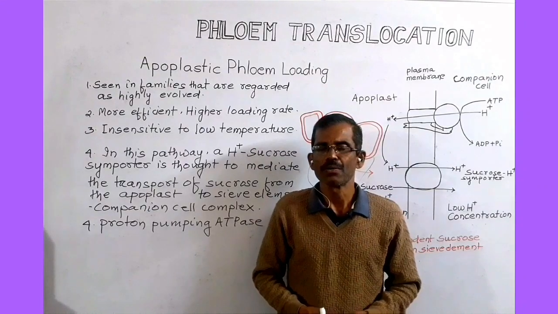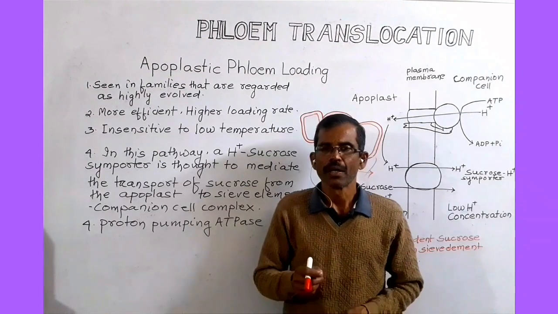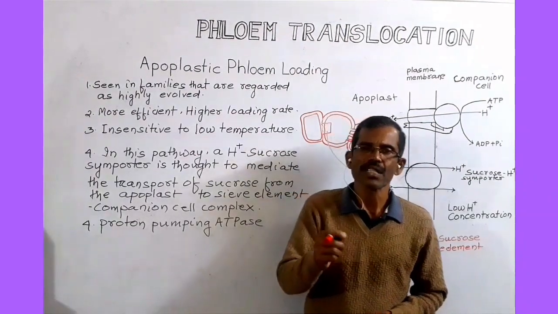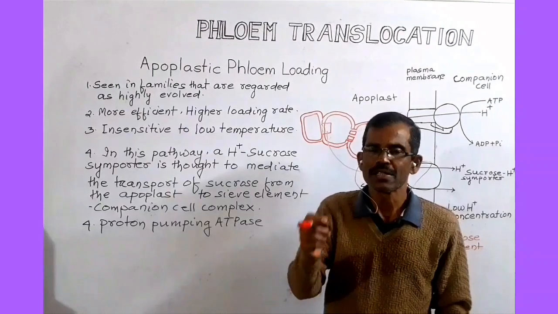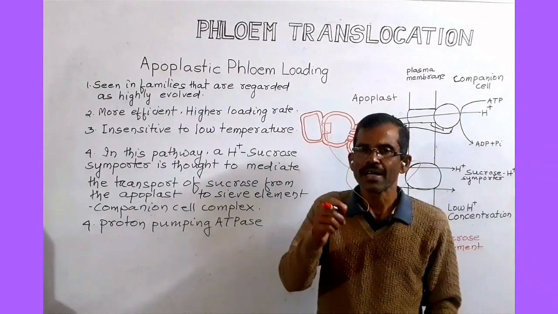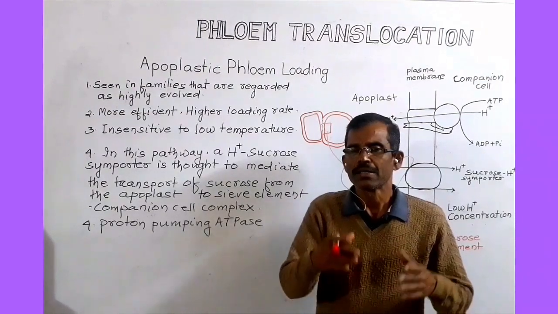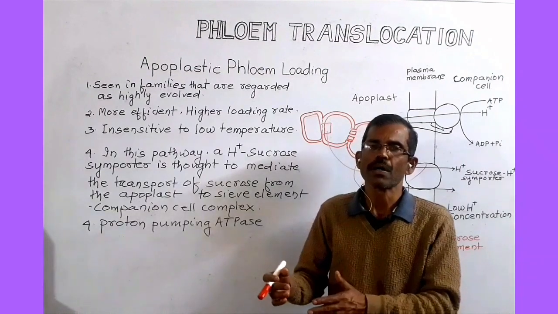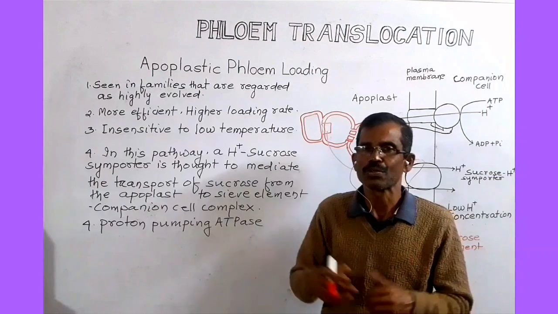Friends, today we shall discuss apoplastic phloem loading. In apoplastic phloem loading, during the transport of sugars from the source cell to the sieve tube element, at some point the sugars enter into the apoplast, from where the sugars are transported into the sieve tube companion cell complex by an H plus sucrose symporter.